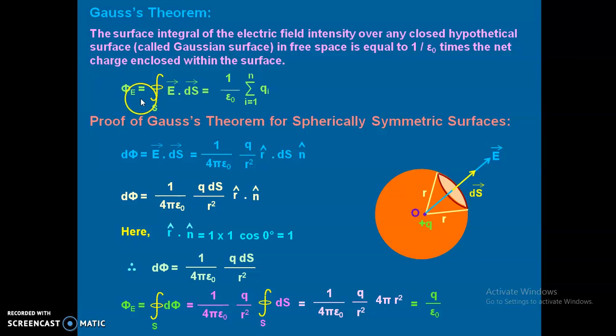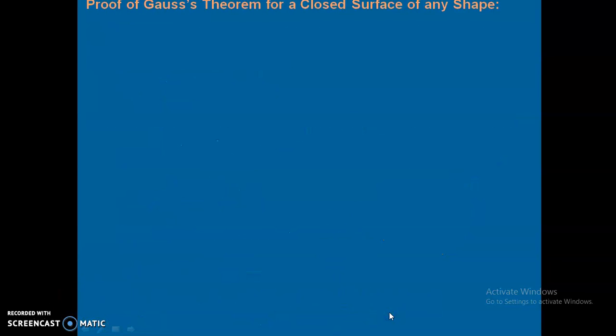The same thing we have stated in the Gauss theorem: phi is equal to 1 upon epsilon naught into the net charge enclosed. Here the net charge enclosed is q only, so that's why q upon epsilon naught. Suppose there is a charge distribution q1, q2, q3 and so on till n charges. Therefore we have written sigma qi, where i goes from 1 to n, right? So here we have proved the Gauss theorem.